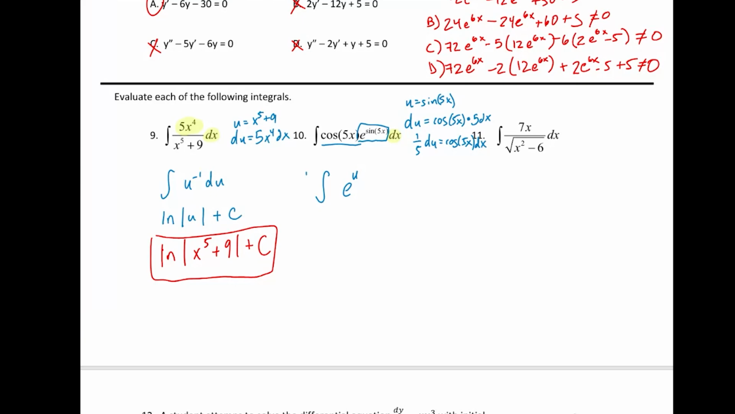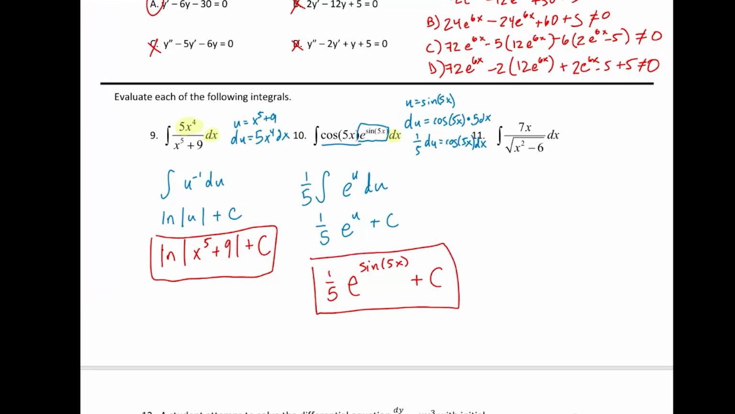So we're going to multiply by 1/5 du. And the integral of e to the u is just itself. So I have 1/5 times e to the u plus c. And now I can go back and substitute in the x, the expression in terms of x. Since u is sine of 5x, I'll end up with 1/5 times e to the power of sine of 5x plus c.